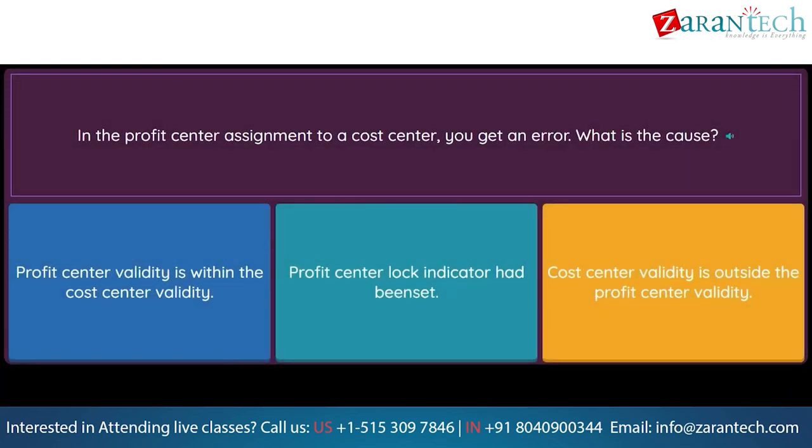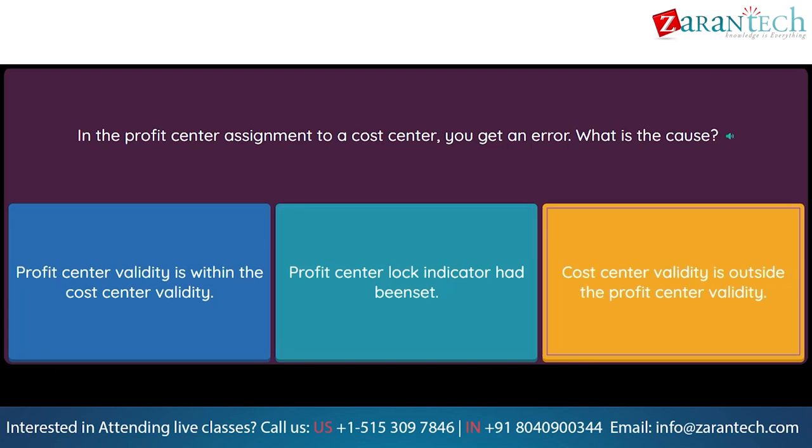Question: in the profit center assignment to a cost center, you get an error. What is the cause? Option 1, profit center validity is within the cost center validity. Option 2, profit center lock indicator had been set. Option 3, cost center validity is outside the profit center validity.